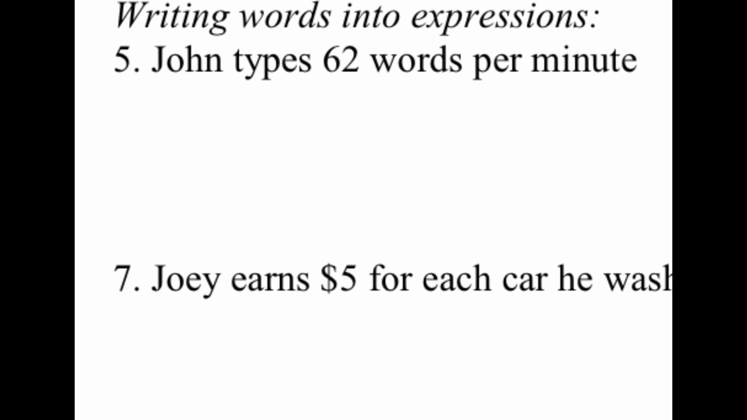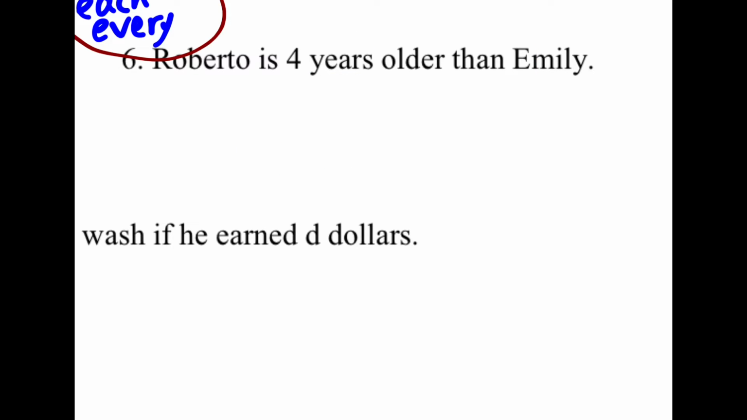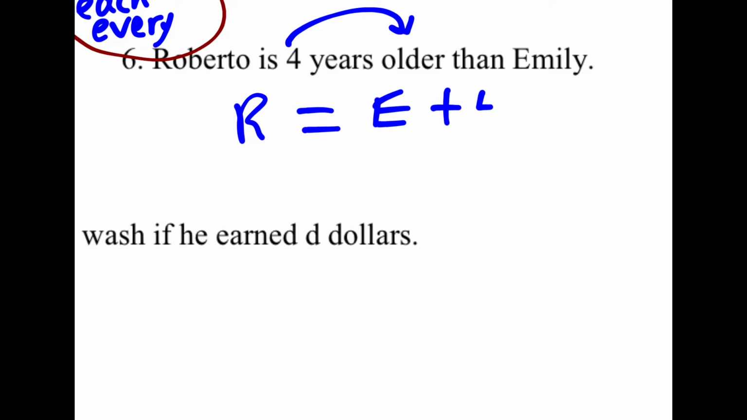Generally, on the quiz, you'll have to do things in this order. You'll be given the words, and you have to write the expressions and sometimes solve them. So if you see 62 per minute, that's a clue that we are multiplying. Let's say we used m as our variable. Every minute that passes, we multiply by 62 words. 4 years older implies we are adding, so you could say that r is equal to e plus 4. E represents Emily's age, and Roberto is 4 years older.